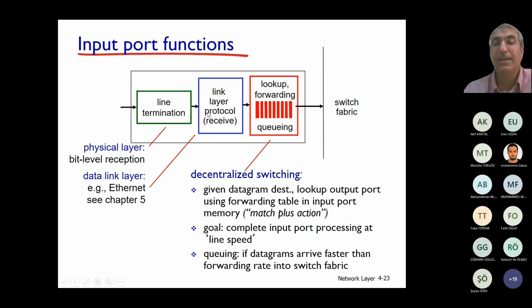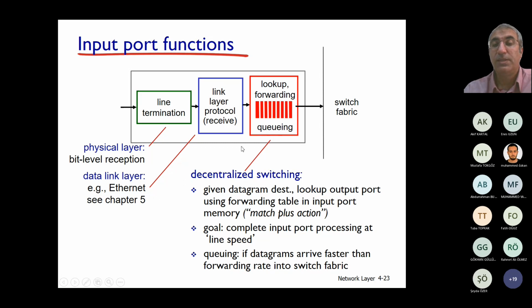And the second one is the link layer protocol at the second layer, which is the data link layer, such as Ethernet in this case, the Ethernet protocol. And the last one is the decentralized switching, which is responsible for the forwarding of the packets.